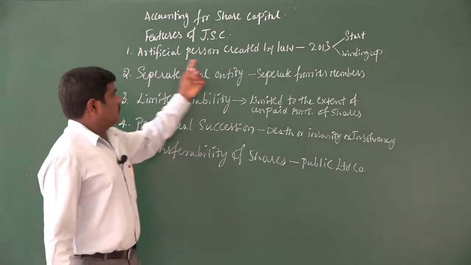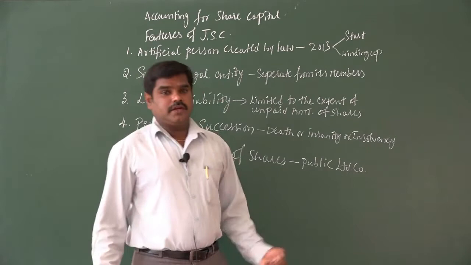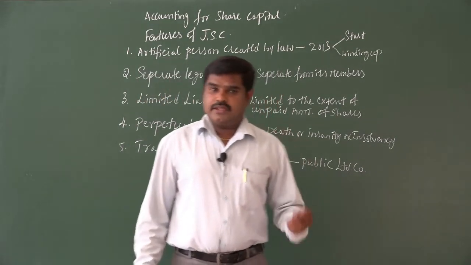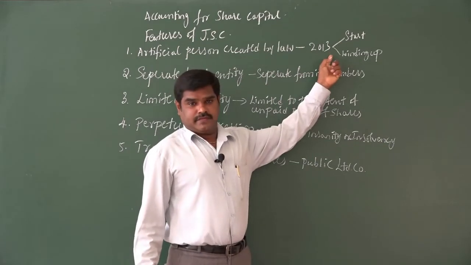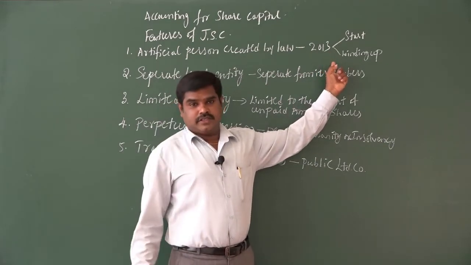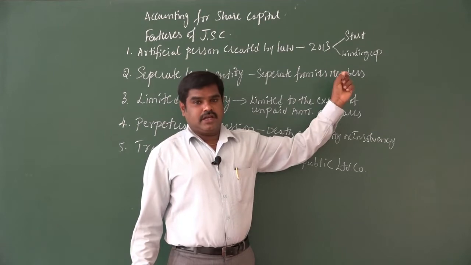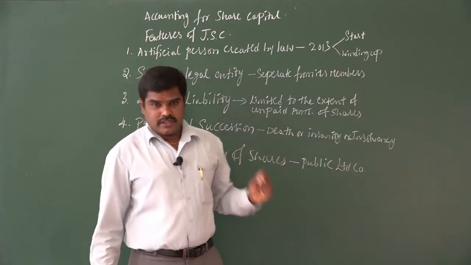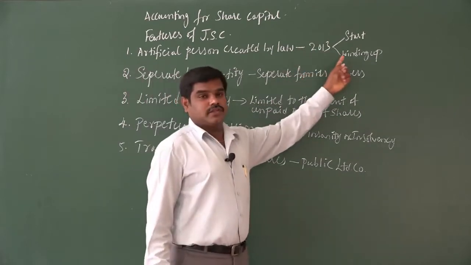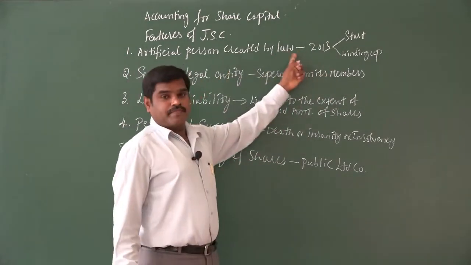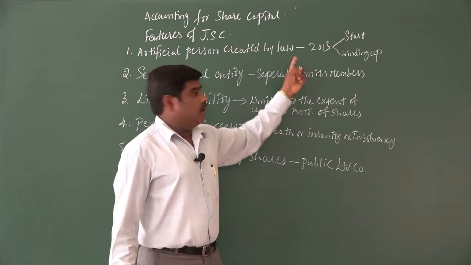First one, artificial person created by law. As I already told you, any joint stock company should be registered under the Companies Act of 2013, earlier 1956. The company should follow the rules and regulations of the Companies Act of 2013. That is what is meant by created by law. Any company is created by law.